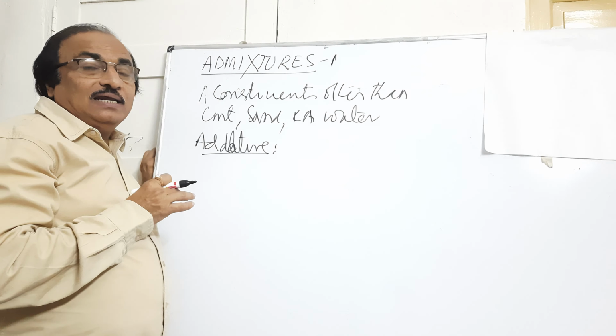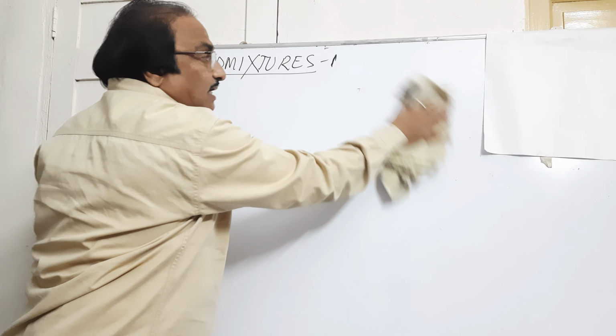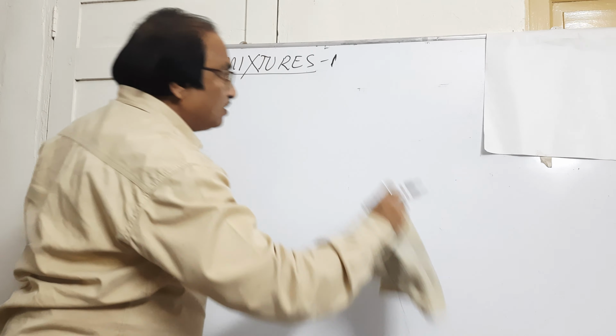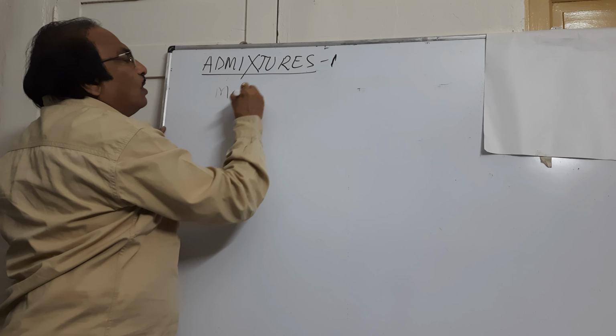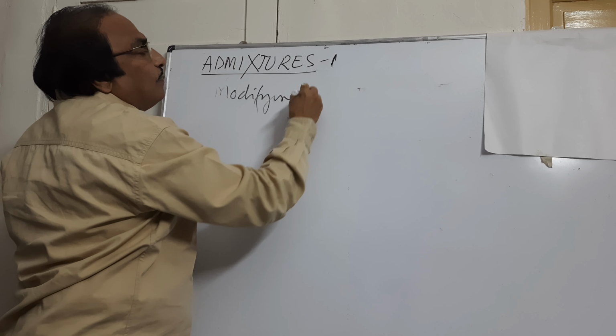There are many types of admixtures which we are using in the market. The basic purpose of the admixtures is to modify the property of concrete. The concrete we are getting has its own properties. If I want to modify the property of concrete, then we will be adding admixtures. So it is used for modifying the property of concrete.